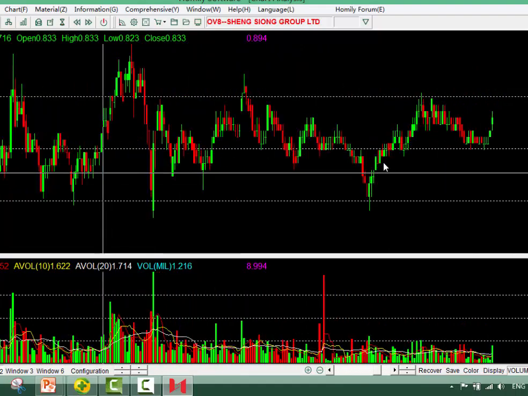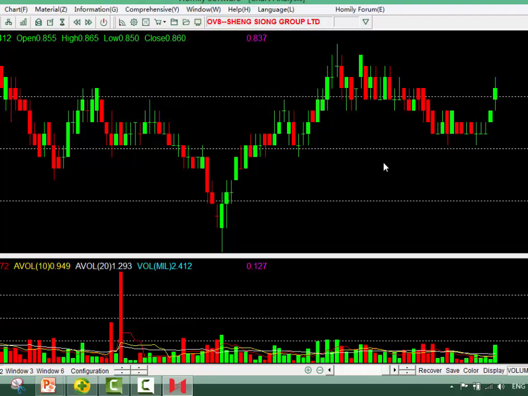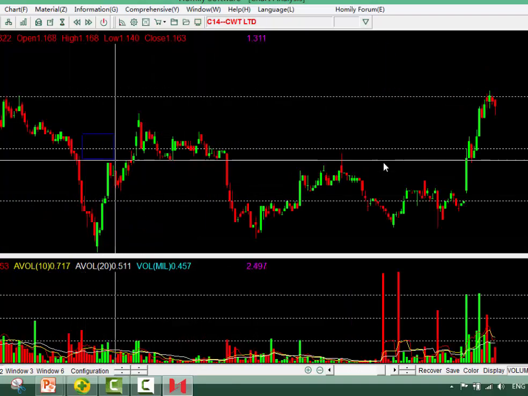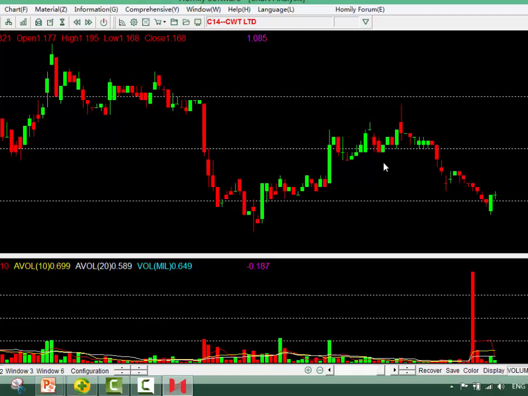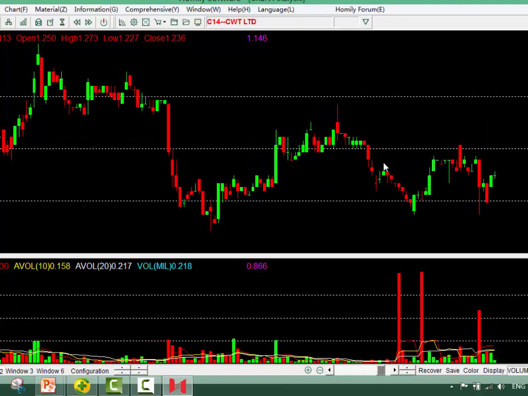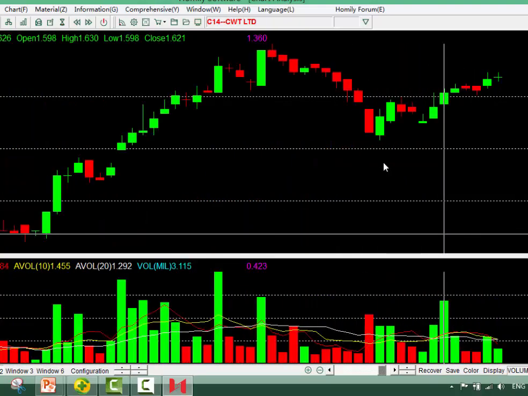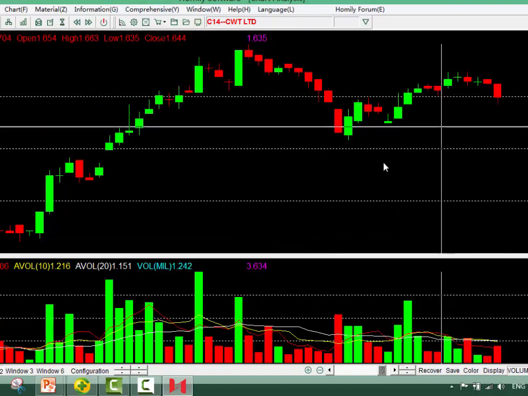Then we can see here. This is the first low point, right? And if you see another low point here, and the price didn't reach a new low, it tells us that we should buy. Yes, okay.